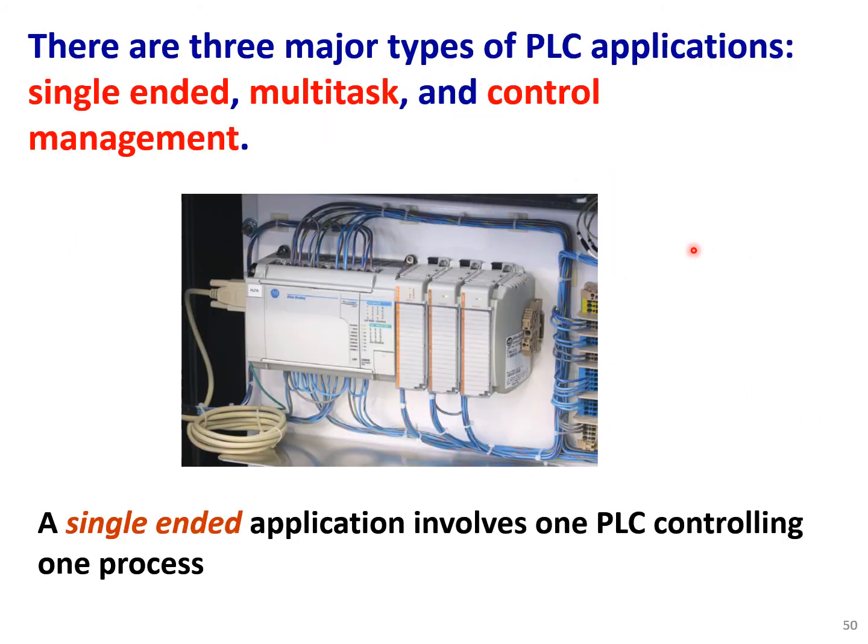There are three major types of PLC applications: single-ended, multitask, and control management. A single-ended application involves one PLC controlling one process. So for the MPS 500, this is exactly the case. For each process on each station, you have one PLC, and this is a single-ended application.